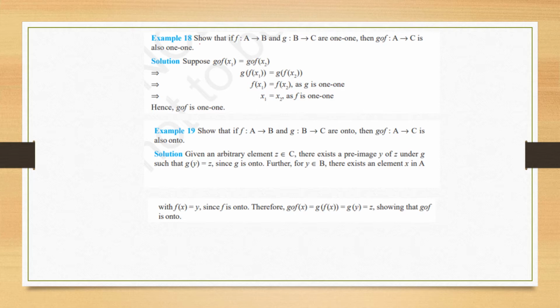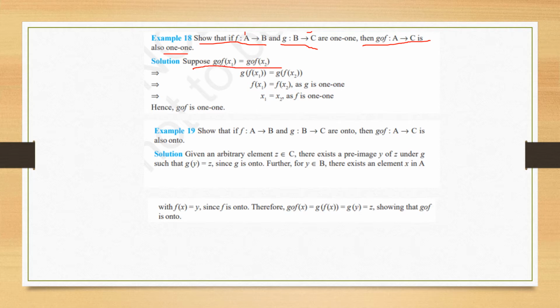Example number 18 says, show that if f is a mapping from A to B, g is a mapping from B to C, and they are one-one, then gof mapping from A to C is also one-one. So we consider for one-one-ness two elements x1, x2 in the domain, and we need to show x1 equal to x2. So here we'll suppose gof(x1) equal to gof(x2).